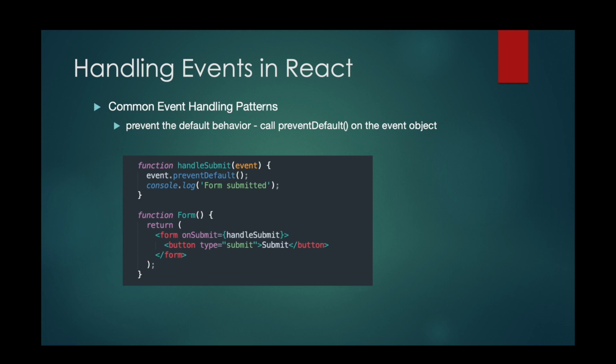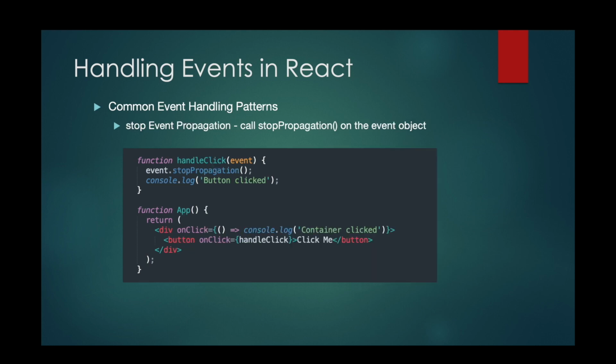Common event handling patterns. Prevent default behavior. To prevent the default behavior of an event, for example submitting a form or following a link, you can call preventDefault on the event object. If you see in this example, in the function handleSubmit, the first line is event.preventDefault. So it stops the form being submitted when you press the click button.